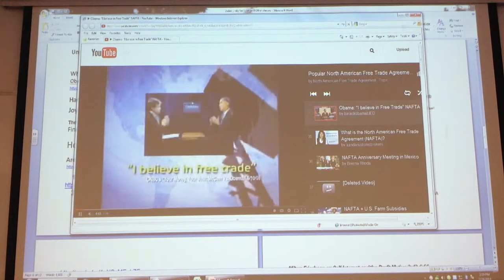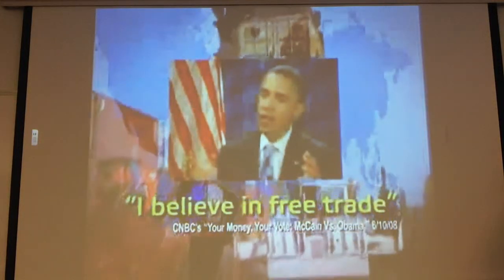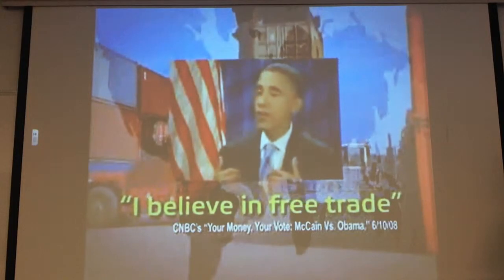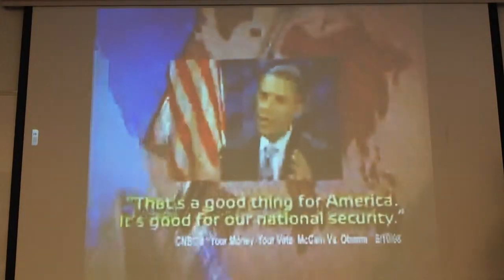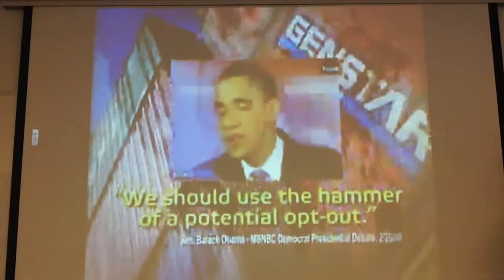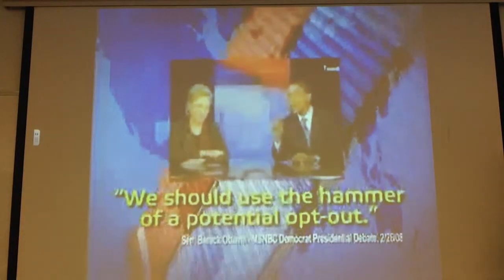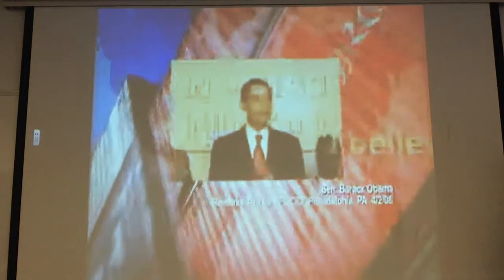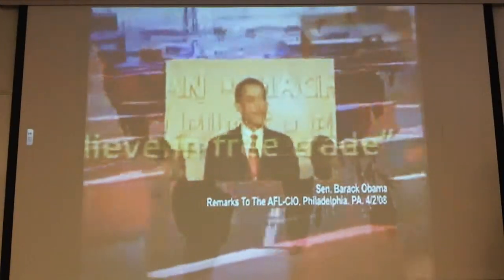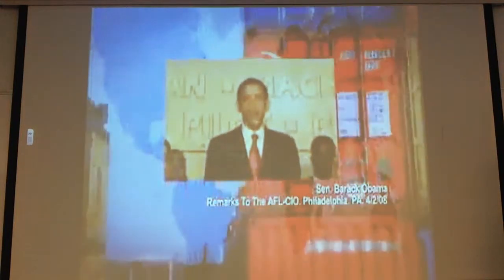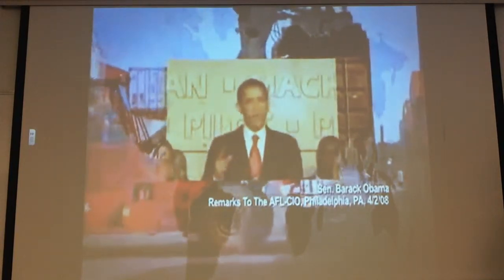I believe in free trade, and as somebody who lived overseas, who has family overseas, I've seen what's happened in terms of rising living standards around the globe, and that's a good thing for America. It's good for our national security. I don't think NAFTA has been good for America, and I never have. I believe in free trade, and that's a good thing for America. It's good for our national security. I think we should use the hammer of a potential opt-out as leverage to ensure that we actually get labor and environmental standards that are enforced. I believe in free trade. But what I refuse to accept is that we have to sign trade deals like the South Korea agreement. That's why I oppose NAFTA. That's why I voted against CAFTA. That's why it didn't make sense to normalize trade relations with China without asking more from China. I will oppose the Colombia Free Trade Agreement.